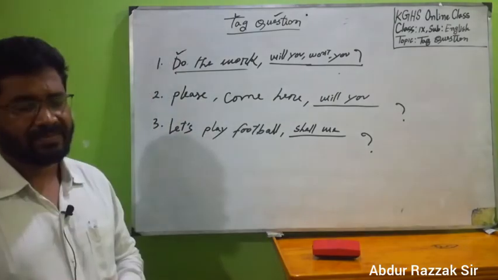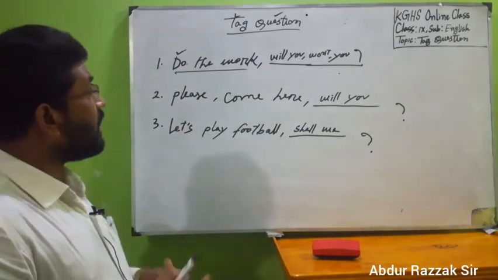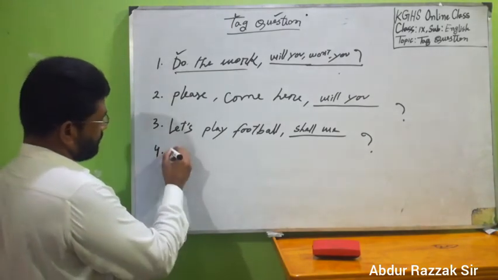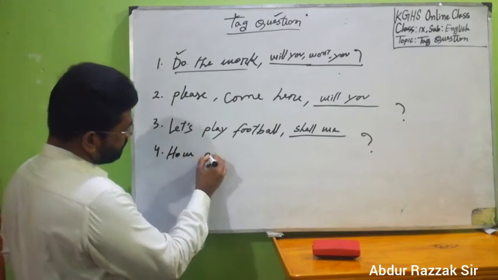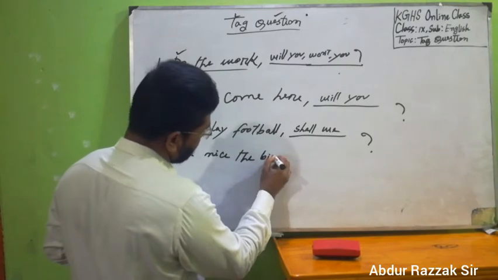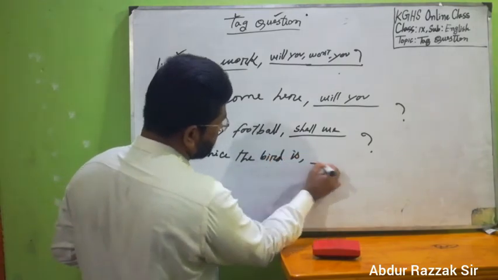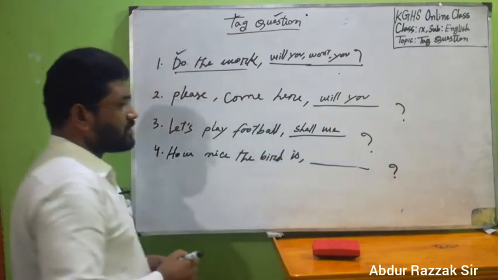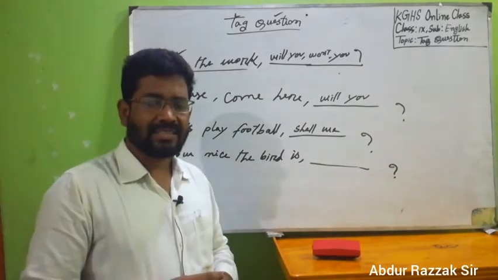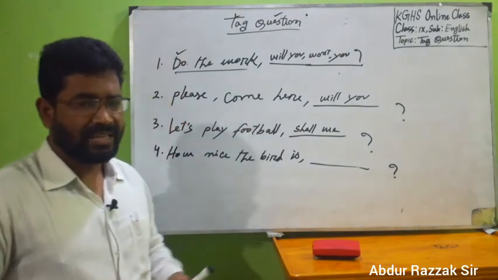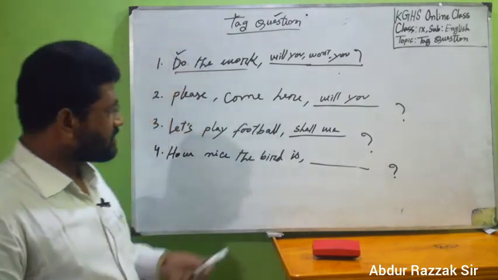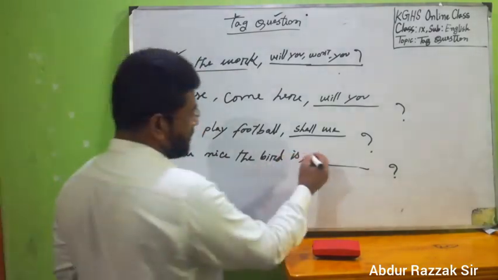Yes students, next I am going to discuss the exclamatory sentence. How nice the bird is. Dear students, this is an exclamatory sentence. So dear students, generally the verb of the exclamatory sentence is set at the end of the sentence. So is the verb here. It will be isn't.